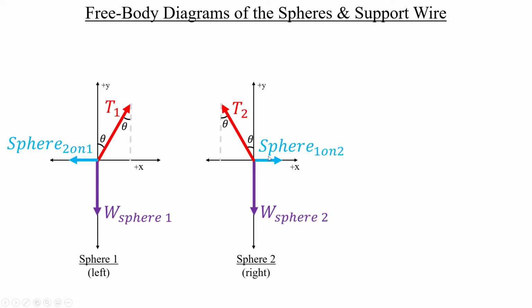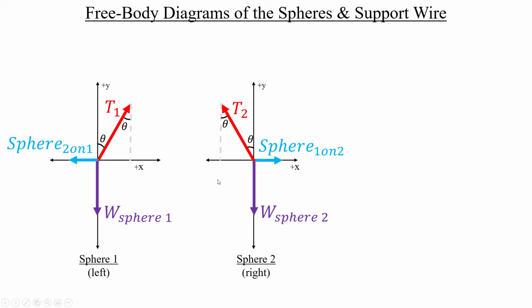And the force of sphere 1 acting on sphere 2 is the same magnitude as sphere 2 acting on sphere 1, but just the opposite direction due to Newton's third law. So no surprises there whatsoever. Literally the exact same thing going on, but just switched, right? Due to the perspective change here.